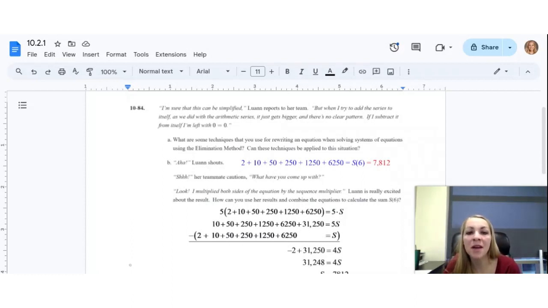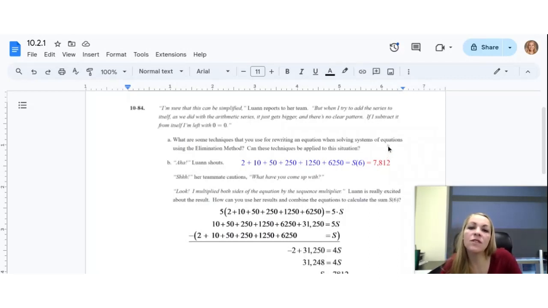So this Luann reports to her team. I'm sure this can be simplified, but when I try to add a series onto itself, as we did in the arithmetic series, it just gets bigger and bigger and bigger. And there's no clear pattern. If I subtract it from itself, I'm left with 0 equals 0. So what are some techniques that you've used for writing an equation when solving a system of equations using the elimination methods? And can these be applied to the situation?